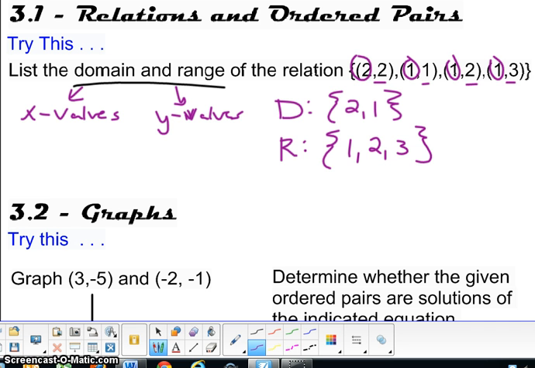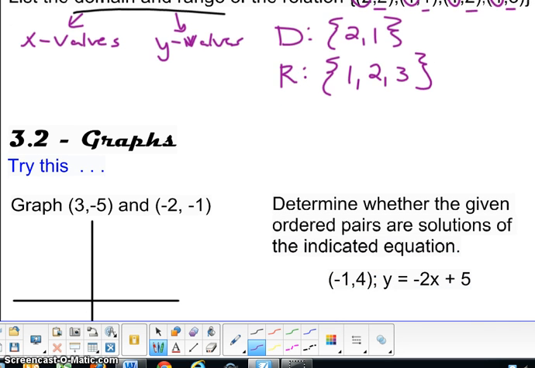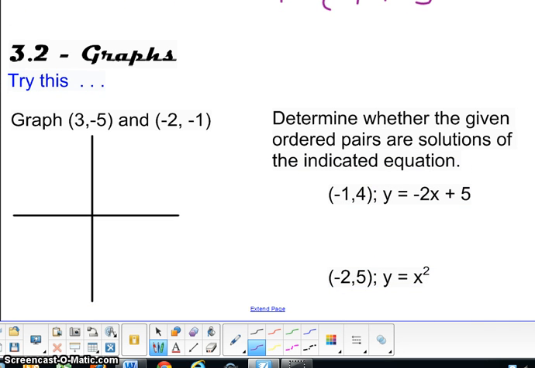Now in the next section it talks a little bit more about the graphs. For example, how do you plot points? Well, for (3, -5), we're going to go over 3 to the right and down 5. And then label that point A. And then also (-2, -1), you would go to the left 2 and then down 1, and we'll call that point B.